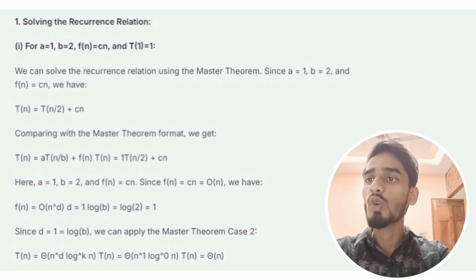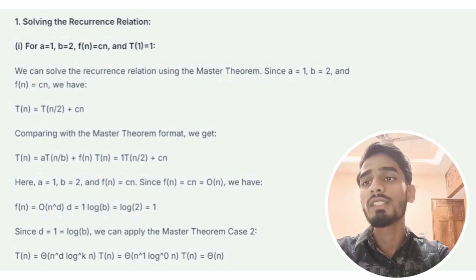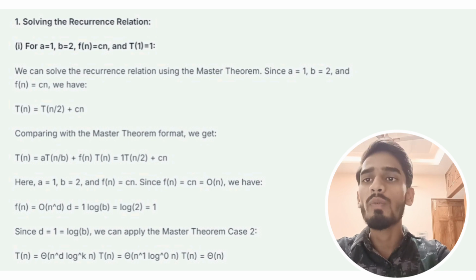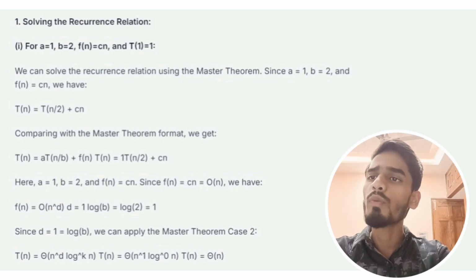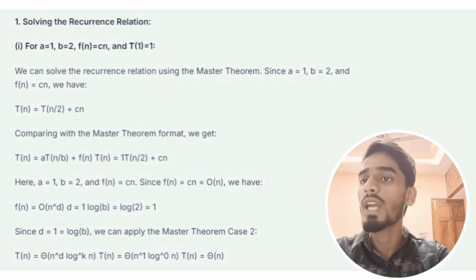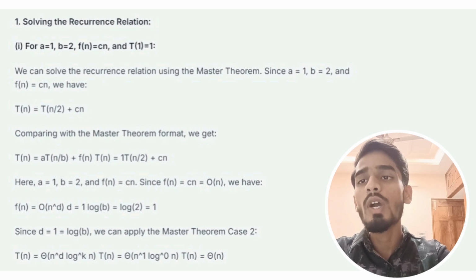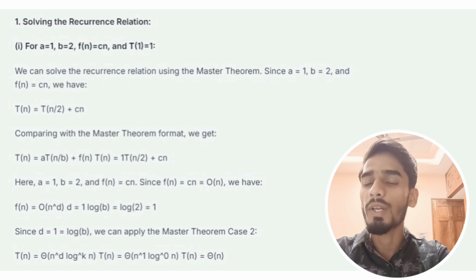Next, let us solve a recurrence relation which is like this. T(n) = T(1) if n = 1, and T(n) = a T(n/b) + f(n) if n is greater than 1, for the following choices of a, b, f(n) and T(1). First is a = 1, b = 2, f(n) = cn, and T(1) = 1.